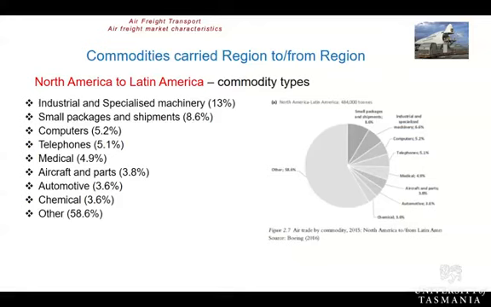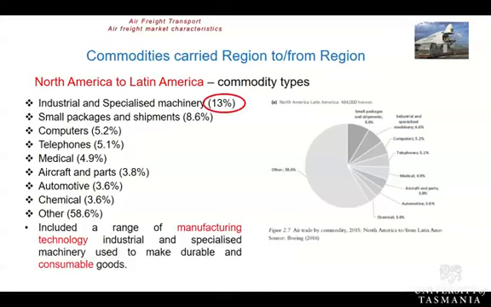Hard to really put a strong identification on significant categories. Probably the one that stands out there is going to be industrial and specialised machinery. So this is not significant machine. This is relatively small machinery that will enable the Latin American manufacturing economy to manufacture durable and consumer goods.